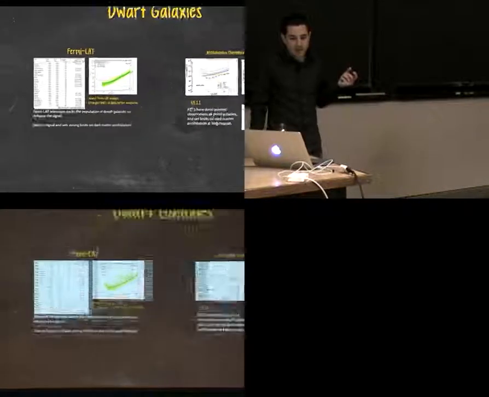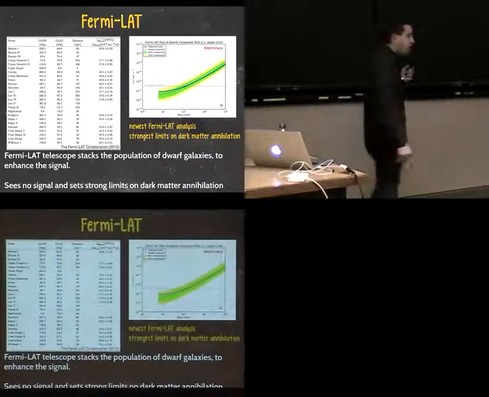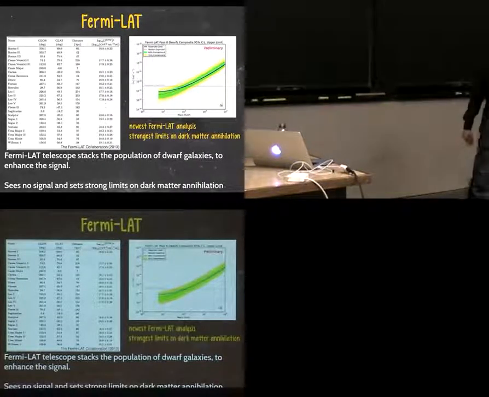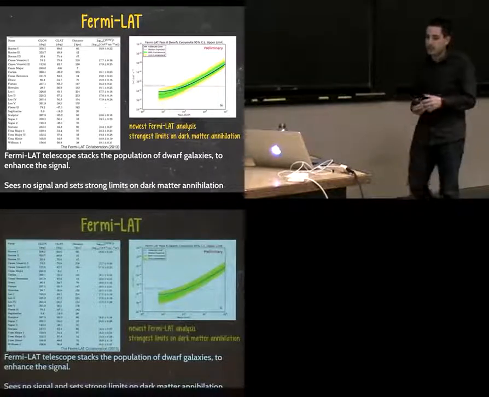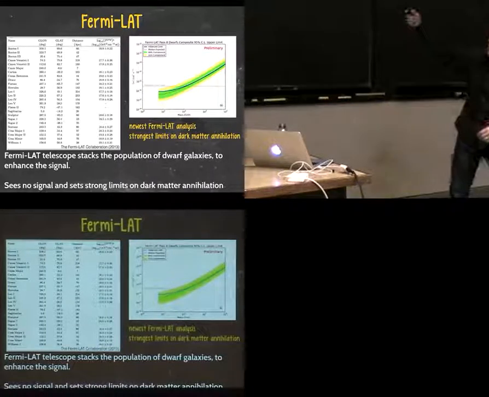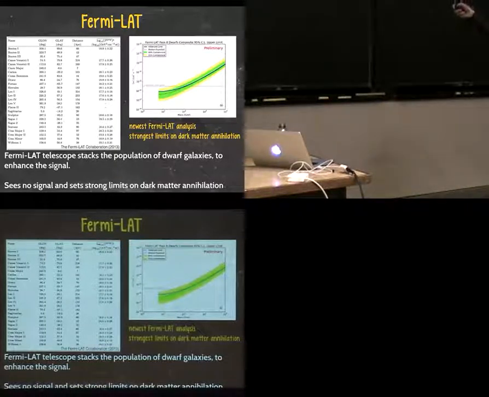So we can look at dwarf galaxies. We can look at the Fermilab. And this is probably the most constraining measurement to date on how dark matter annihilates in our universe. So here are a bunch of dwarf galaxies. There are 25 of them there. Here's that J factor, how many astrophysical annihilations I expect in each direction based on a certain cross-section or something. And then this is the plot.